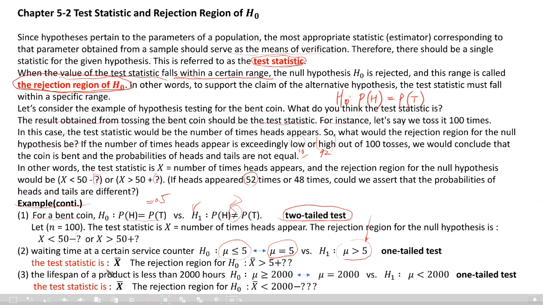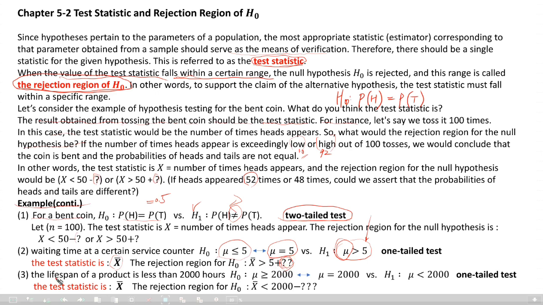The test statistic in this case is X bar, because it is about the mean, the population mean mu. The best estimator is X bar, and the test statistic is X bar. The rejection region for H0 is then X bar greater than 5 plus a double question mark, some value. We do not know yet.